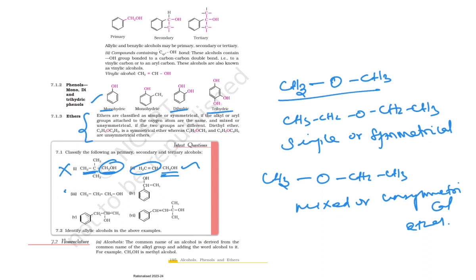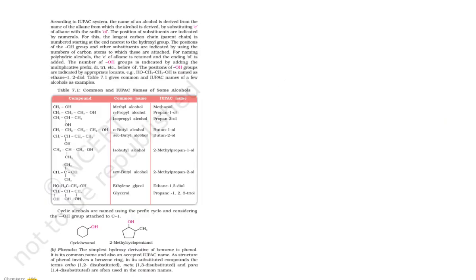So here there is no carbon-carbon double bond, here also no carbon-carbon double bond. Then here, OH is bonded with an sp3 hybridized carbon that is next to a carbon-carbon double bond, so this is also allylic. Here there is no double bond, so this is not allylic. Clear? Then we will go for the naming of alcohols.